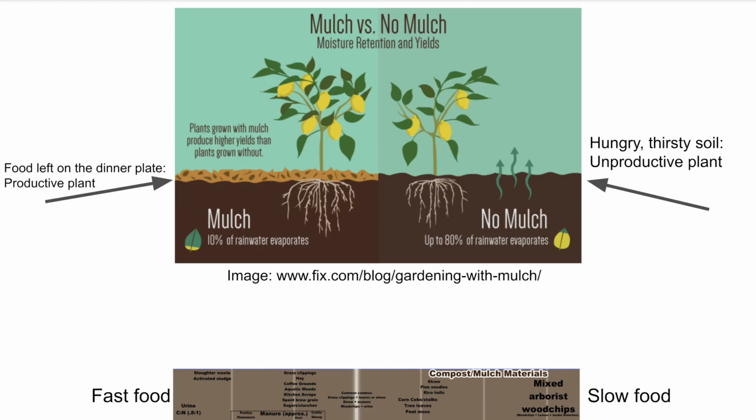To put it simply, think of your soil as its own organism with its own digestive system. The dead mulch on the soil is how much food is left on the dinner plate. The living plants are the soil's productive output. If the dinner plate is empty, your soil's getting hungry and won't be as productive, meaning plants won't grow as vigorously. Think of green materials as fast foods and brown materials as slow foods on your dinner plate.